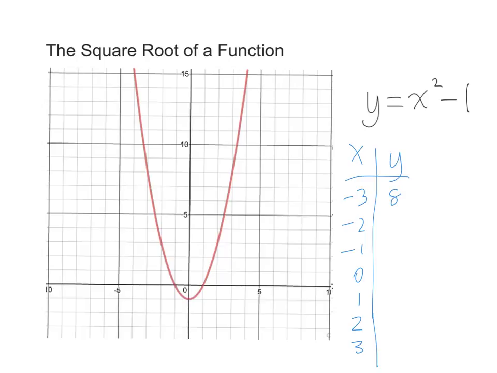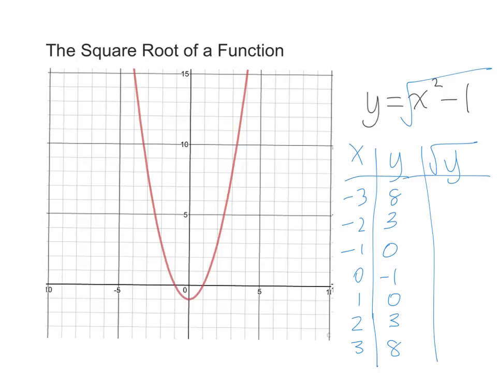So is this your table of values? 8, and then 3, 0, negative 1, 0, 3, 8. So then for the second one, it's the square root of that. So we did y equals the square root of x squared minus 1. If we do the square root, what did your values look like? 2.8, which is actually the square root of 8, right?